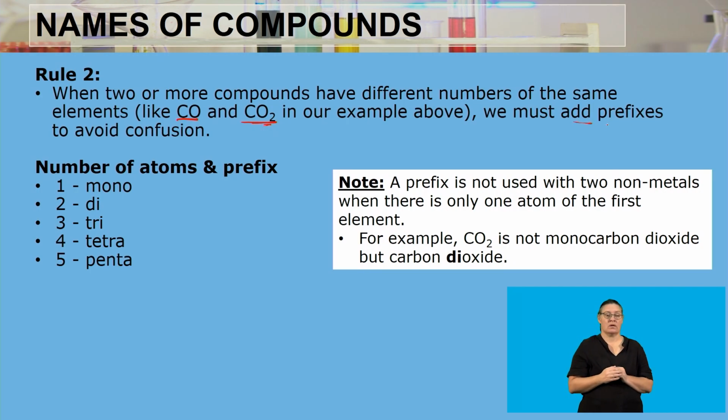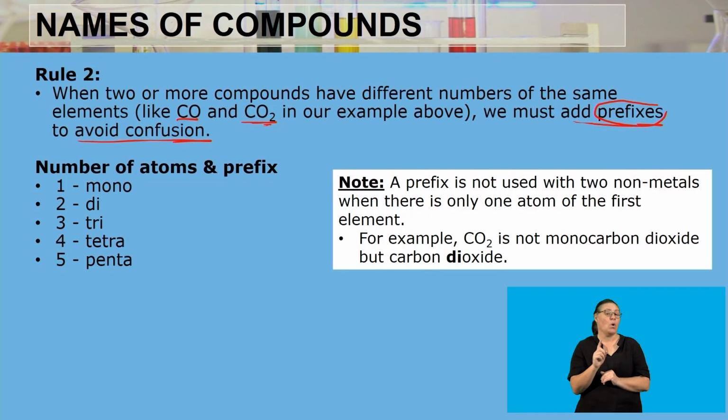We add a prefix. Prefix is the name or the word that we add before the name. Prefix is before, suffix is at the end of the name. So now we are doing this to avoid confusion, because these two have exactly the same particular elements, just different numbers. So we wouldn't be able to name them. So to minimize the confusion, we are going to add the prefixes.